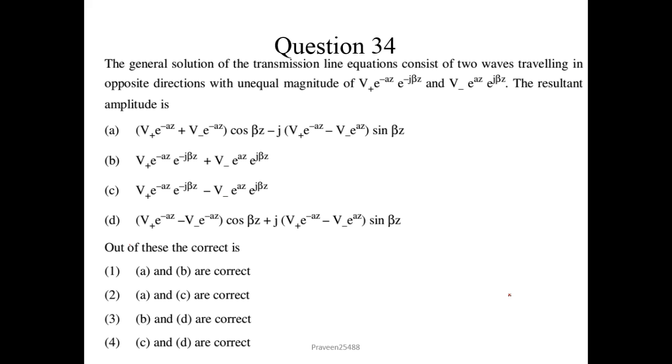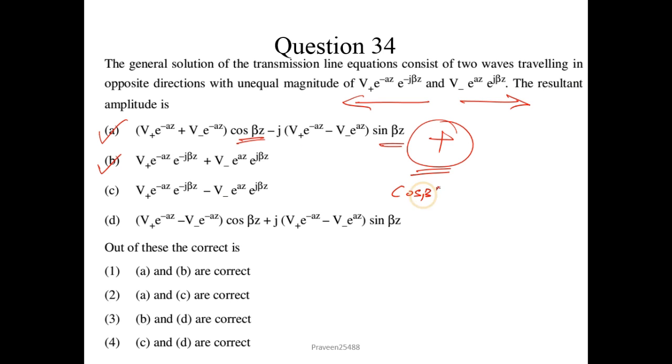Question number 34. The general solution of the transmission line equations consists of two waves traveling in opposite directions with unequal magnitude of this and this. The resultant amplitude is when this is in opposite direction. So their total amplitude is here. So B is the correct one. And we know the relation of cosine or sine sinusoidal part with exponential. So putting the value of this, easily we can get this B option. So A is also correct.